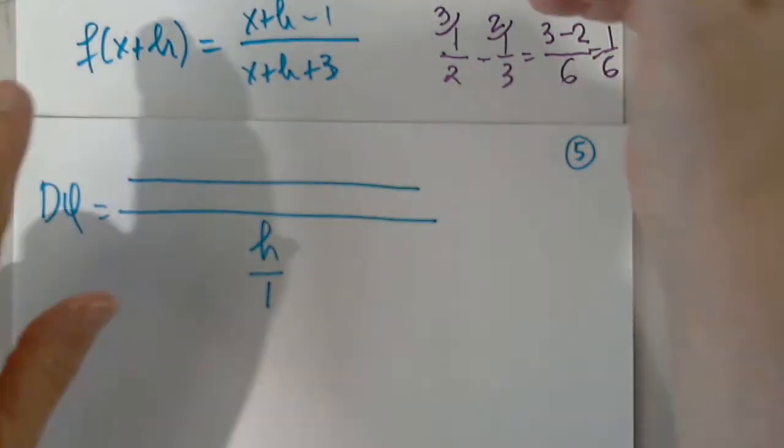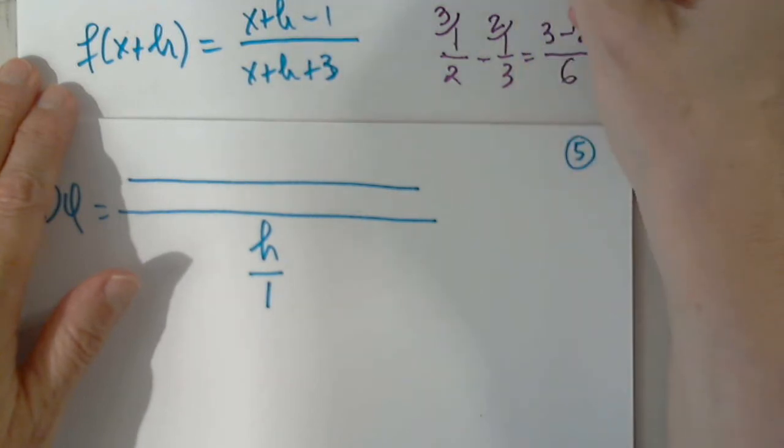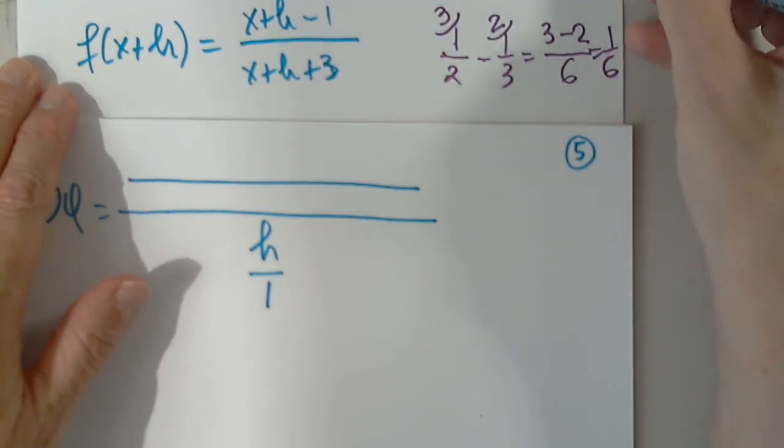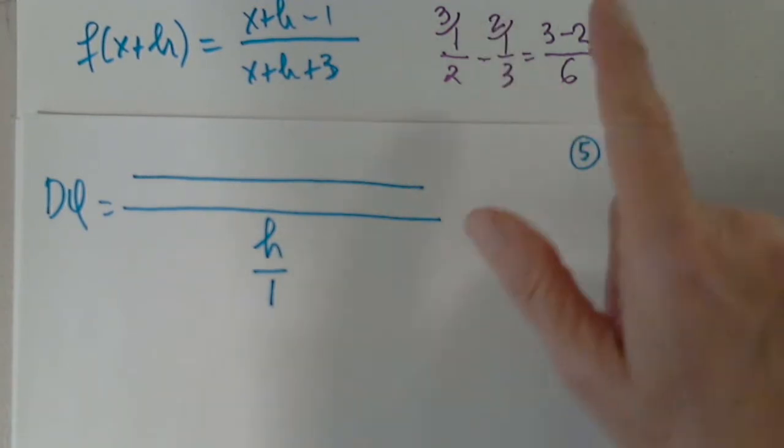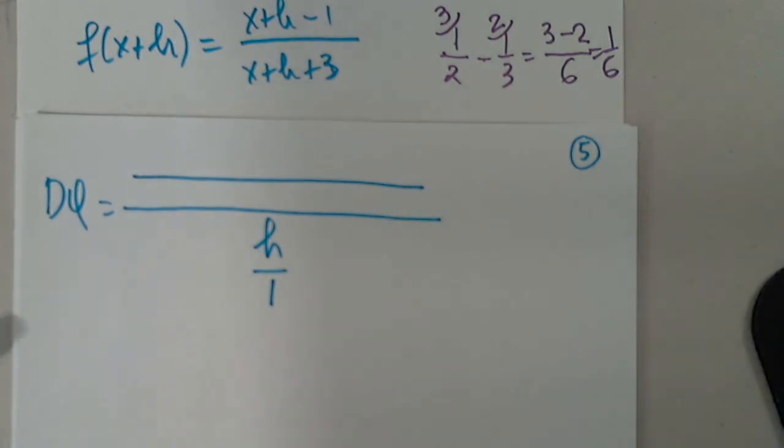Same idea here. This and this have nothing in common. Nothing. Like 2 and 3, 2 and 3 have nothing in common. The same thing, x plus h plus 3 and x plus 3, they do not have anything in common. So then what will be the least common denominator? Give it a shot. Is it x plus h plus 6?